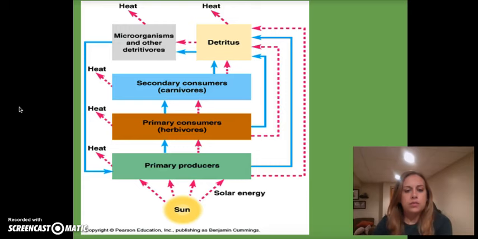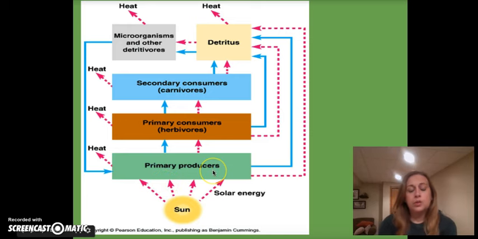And so if we look at this, it's showing us that all the energy comes from the sun. That energy is going to be used by the primary producers, so they're going to photosynthesize. They get eaten by primary consumers or herbivores. They get eaten by the secondary consumers, and then the secondary consumers will break down or will die and get broken down. The other thing that you guys should notice is that you have these dotted lines. That's going to be energy.